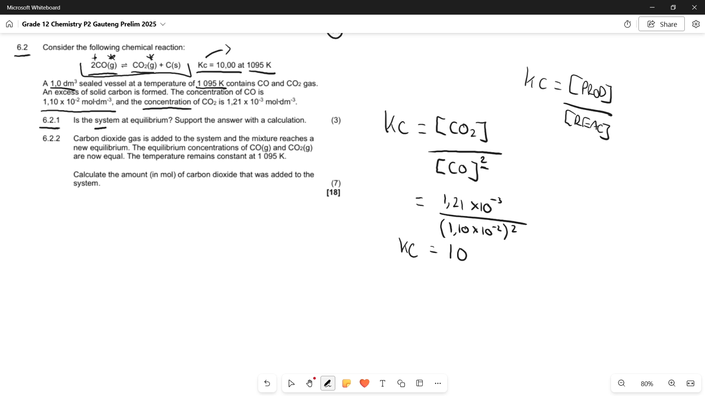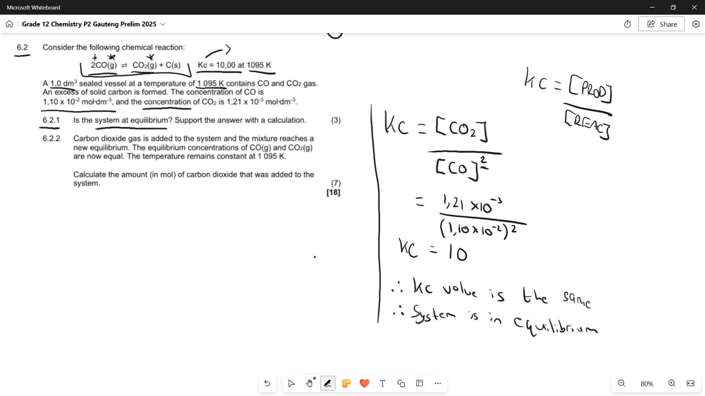And then heading back to the question, them asking is the system at equilibrium, we'll then say Kc value is the same, i.e. it was 10 before this reaction took place, and then it's 10 now. So Kc value is the same, and therefore system is in equilibrium. And this over here would earn us 3 marks over there.